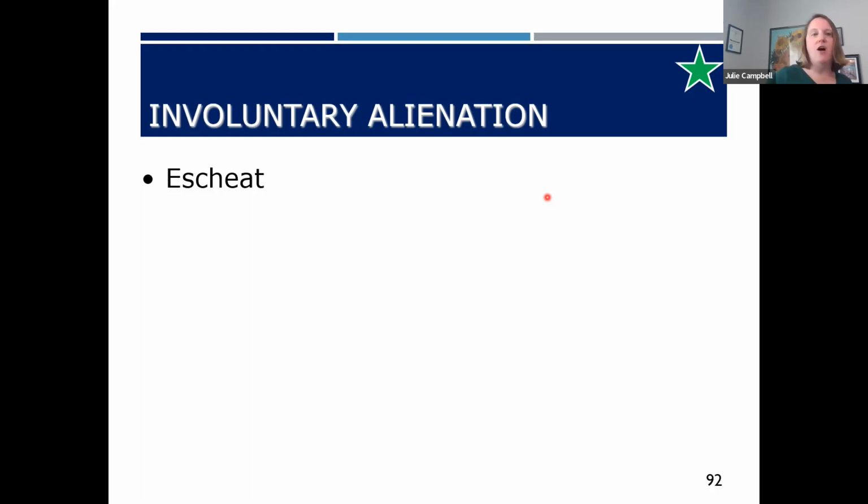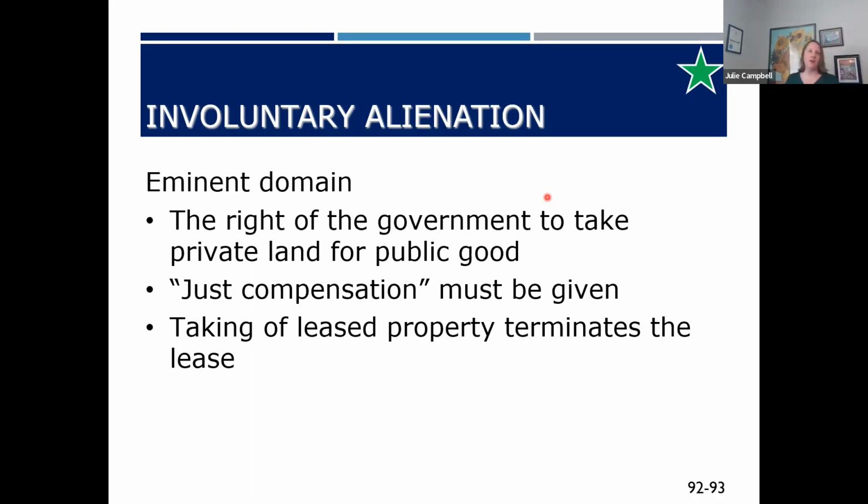Another operation of law is eminent domain. Have you guys heard of this one? I think if you watch the news every once in a while, you might have heard of this one. Eminent domain is the right that the government has to take your property, maybe all of it, maybe a portion of it, for the public good.